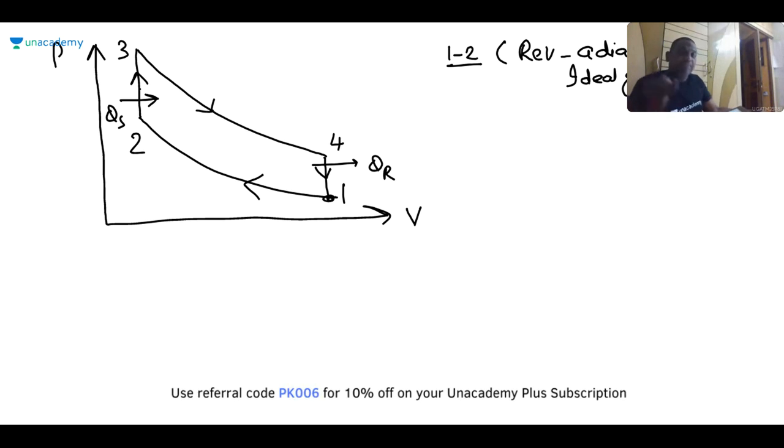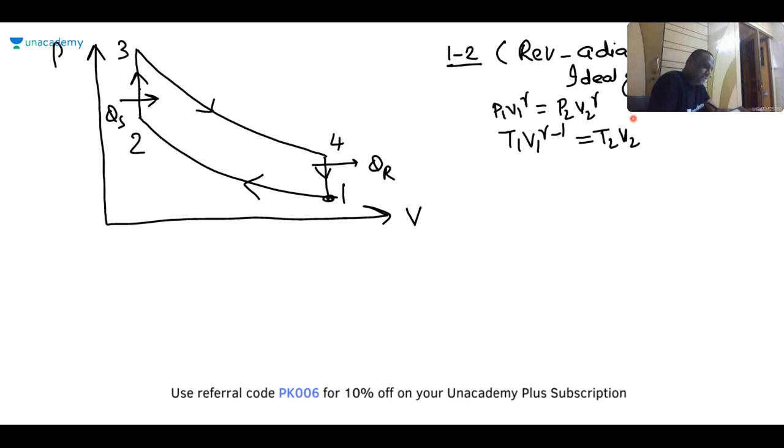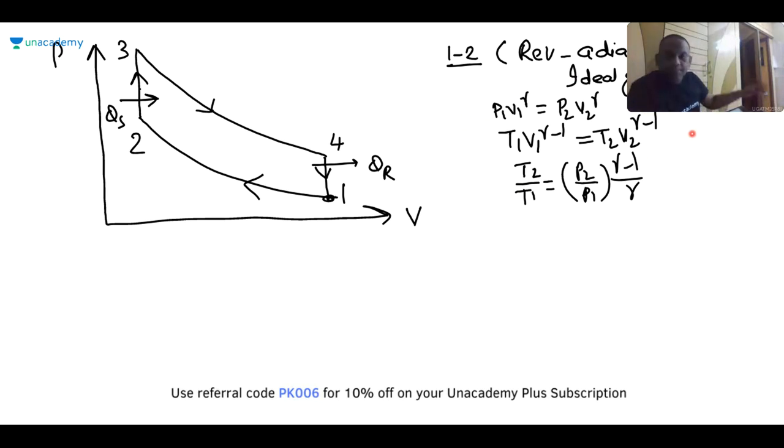My dear students, in thermodynamics I will be deriving, for a reversible adiabatic ideal gas, P1 V1 to the power gamma is equal to P2 V2 to the power gamma. Then T1 V1 to the power gamma minus 1 is equal to T2 V2 to the power gamma minus 1, and T2 by T1 is equal to P2 by P1 to the power (gamma minus 1) by gamma. Please stop, my dear students. All these three equations are valid only when three conditions are satisfied. Phir se bata raha hoon, suno.